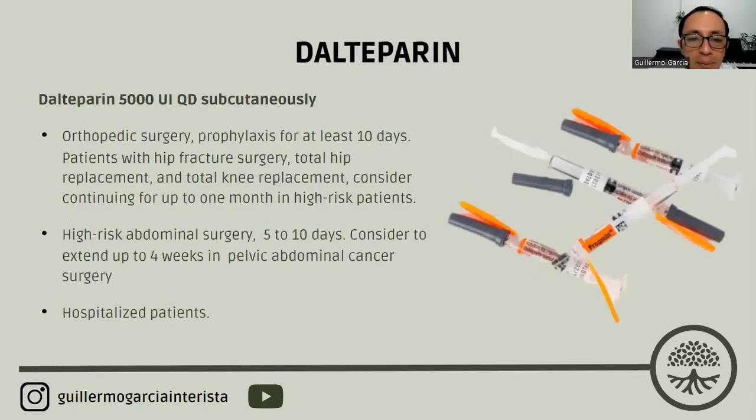The dose of dalteparin, 5,000 international units every 24 hours, is indicated in orthopedic surgery with prophylaxis for at least 10 days and in patients with hip fracture surgery, total hip replacement, and total knee replacement considered continuing for up to 1 month in patients with high risk. Also in patients with high-risk abdominal surgery who are administered for 5 to 10 days, and it is considered to extend up to 4 weeks in surgery for pelvic abdominal cancer. Finally, this dose can also be used in hospitalized patients.